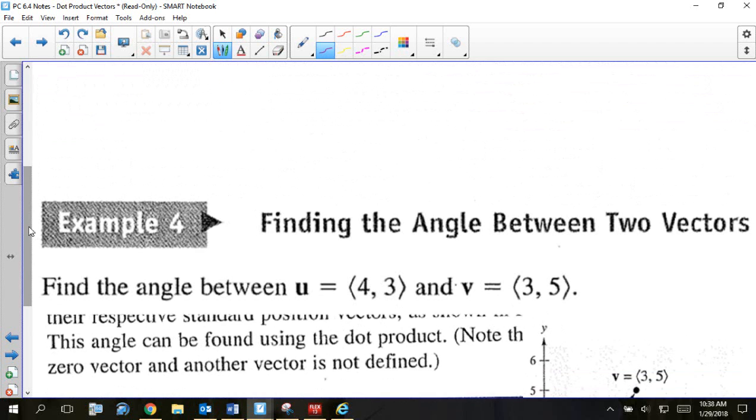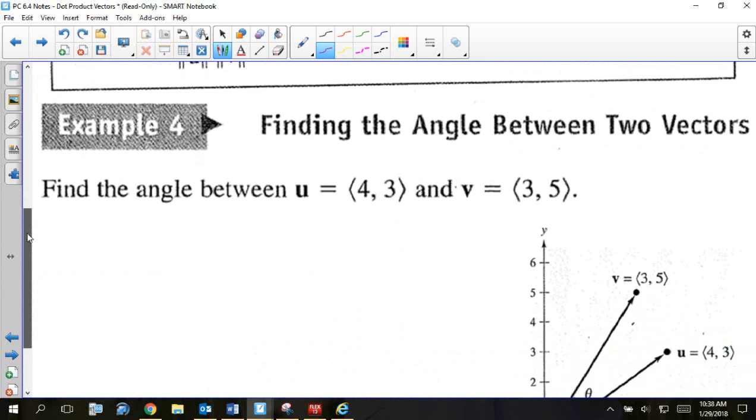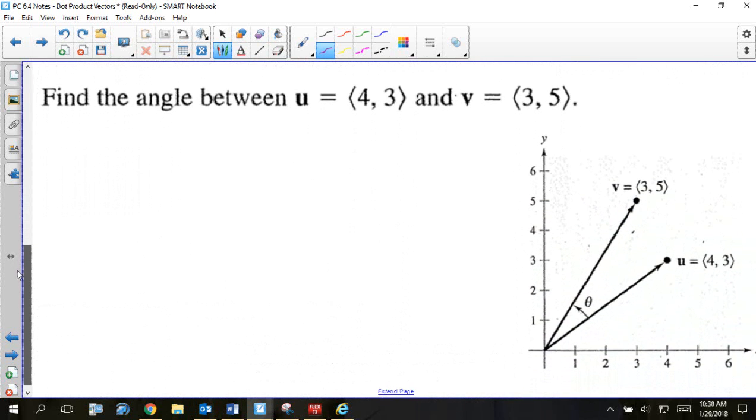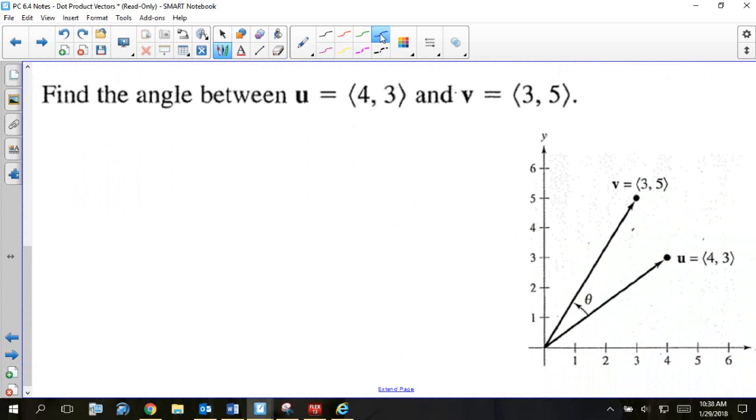So you look at this and you say, find the angle between u and v. We're going to do cosine theta equals, and then we're going to do the dot product of u times v. I'm just going to write this in here for now.